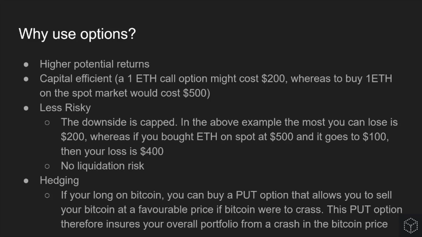So a 1 ETH call option might only cost you $200. Whereas if you wanted to buy 1 ETH on the spot market, in this example, it would maybe cost you $500. So therefore, it's less risky as well. The downside's capped when using options. In the above example, the most you can lose is $200. So an ETH call option is $200. If you bought ETH on the spot, it would be $500. If it goes to $100, then you lose $400 of that. And the most you can lose on your option would be $200.